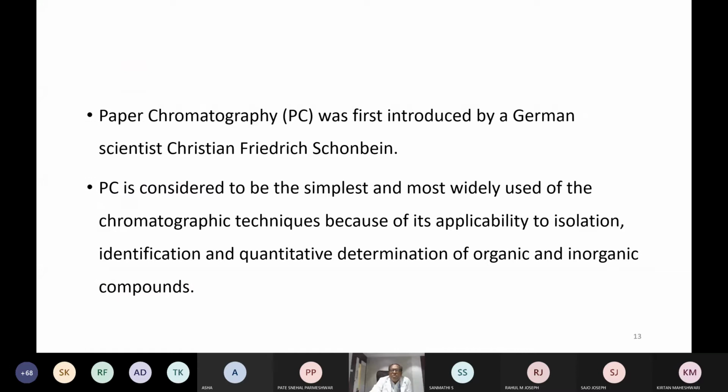It was first introduced by the German scientist Christian Friedrich Schonbein. It is considered the simplest and most widely used chromatography technique because of its applicability to isolation, identification, and quantitative determination of organic and inorganic compounds.